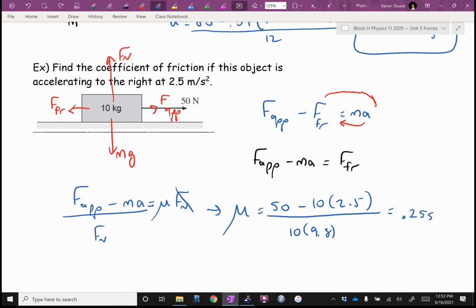Okay? So if it said constant velocity or constant speed, you could still start out here, but if a is 0, what's m times 0? Still 0. So when you move it there, you'd have a 0 right there, and you'd end up with F applied equals friction. Is that all right? Sorry, I erased too much.